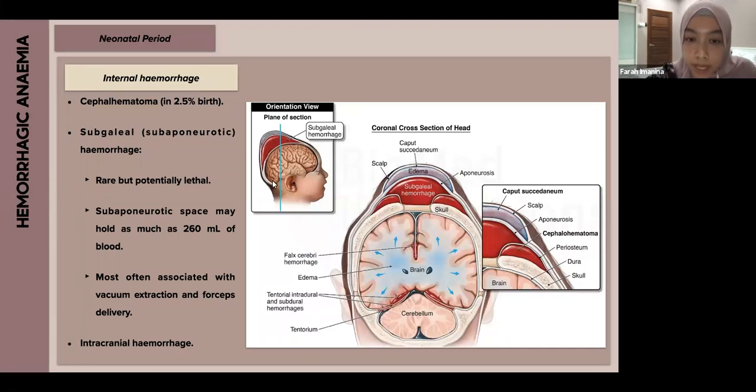This big space can hold as much as 260 ml of blood. That is why it is potentially lethal for the baby. Usually this condition is associated with instrumental delivery, so we need to ask that in the history.